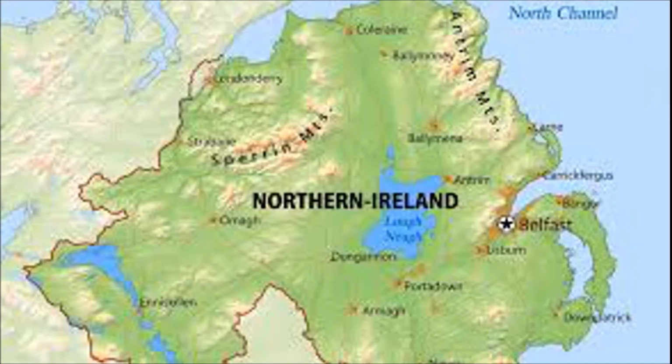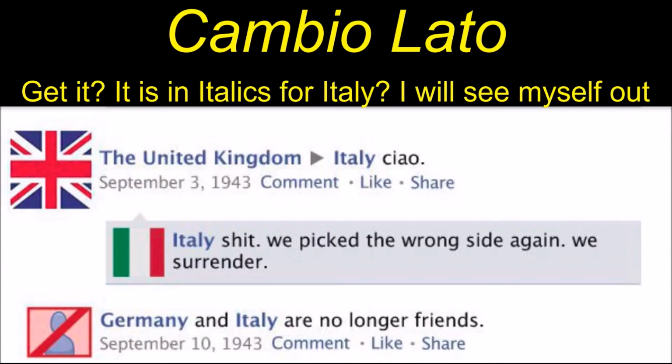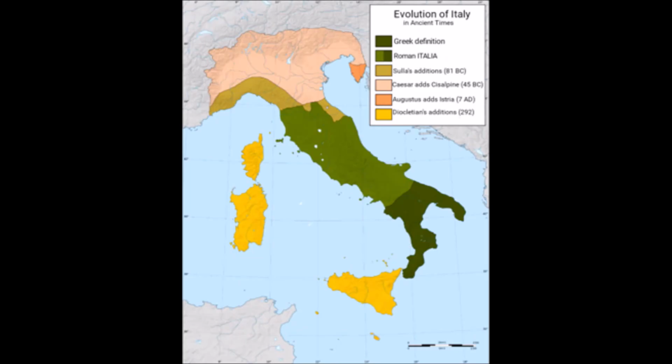Northern Ireland. It's just Northern Ireland. Italy. The y comes from ia. Italia. Italia comes from the Greek name for the southern peninsula of the Italian peninsula. So, those bottom of the boot.